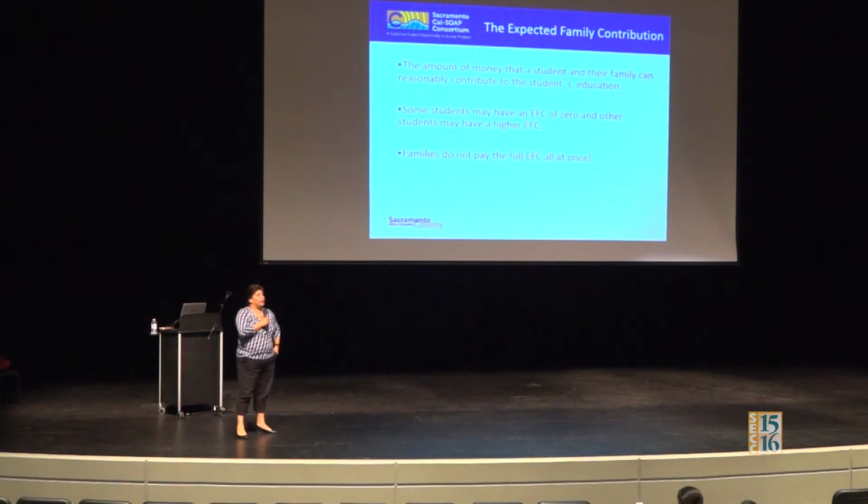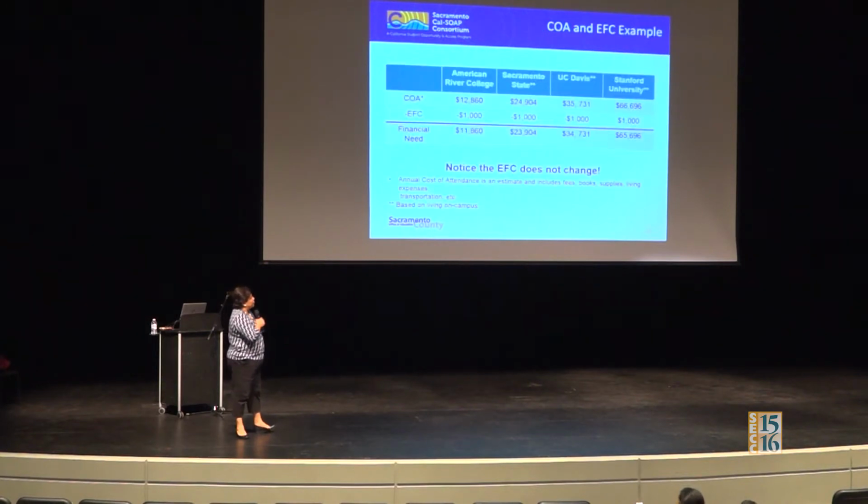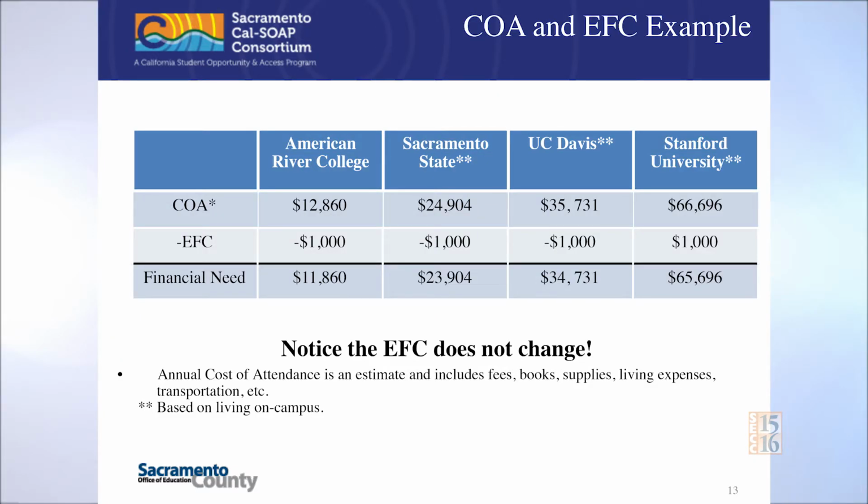Does that make sense so far? And if it doesn't, this should help. This is an example. This is a way for you to figure out how they use the equation COA minus EFC equals the money you get. So for example, we know what the COA stands for, right? Cost of attendance. I used American River College, Sac State, UC Davis, and Stanford as examples.